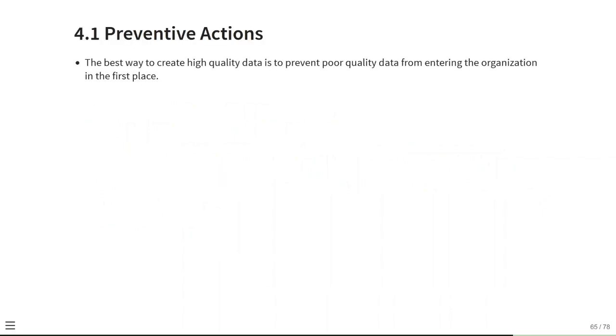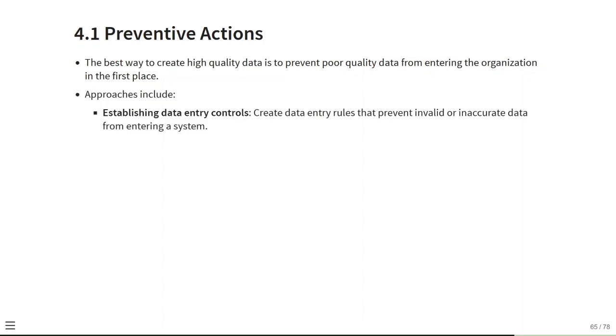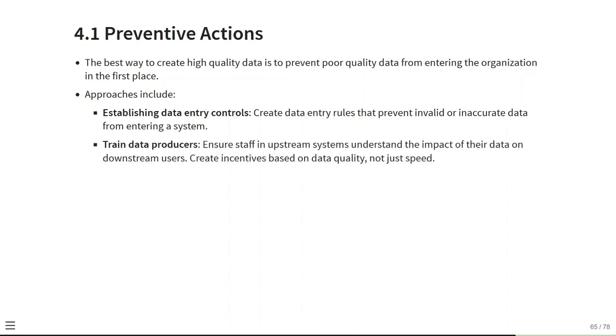Techniques. Preventive actions. The best way to create high-quality data is to prevent poor quality data from entering the organization in the first place. And approaches include establishing data entry controls, create data entry rules that prevent invalid or inaccurate data from entering a system, train data producers, ensure staff in upstream systems understand the impact of their data on downstream users, create incentives based on data quality, not just speed.